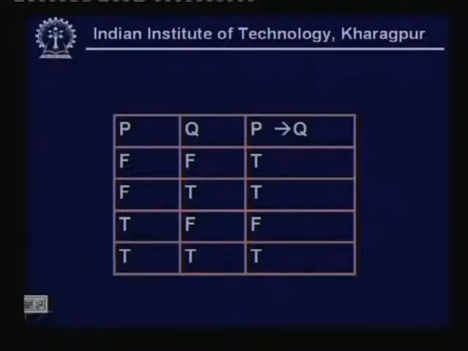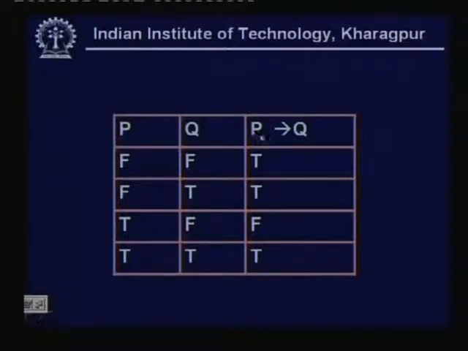Now, if P is true and Q is false, now we have a problem, because P is a sufficient condition. So, if P is true, Q has to be true, but P is true and still Q is false, then obviously the statement P implies Q does not hold. Therefore, P implies Q becomes false. But if both of them are true, then also it is true.